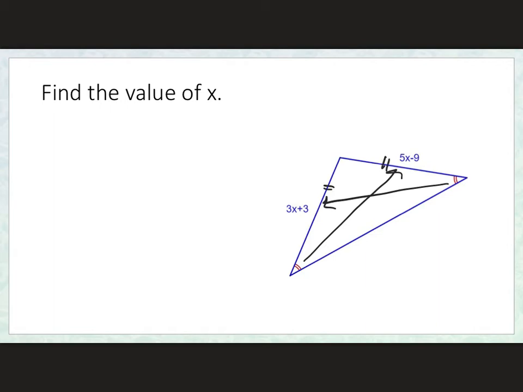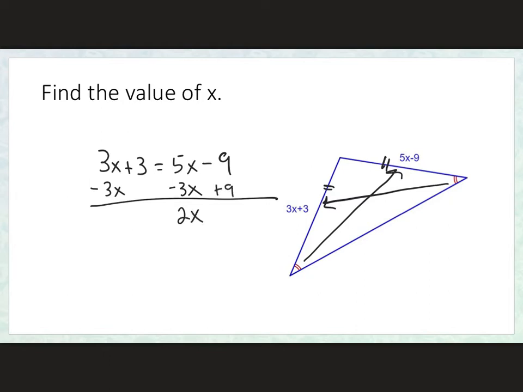Now we have expressions for how long each of those sides are, and since we know that those two sides are congruent to each other, we can set those two expressions equal to each other. So 3x plus 3 equals 5x minus 9. Now we can solve this equation to figure out what the value of x is. Subtract 3x from both sides, and you get 2x. Add 9 to both sides, and you get 12. Divide both sides by 2, and x will equal 6.